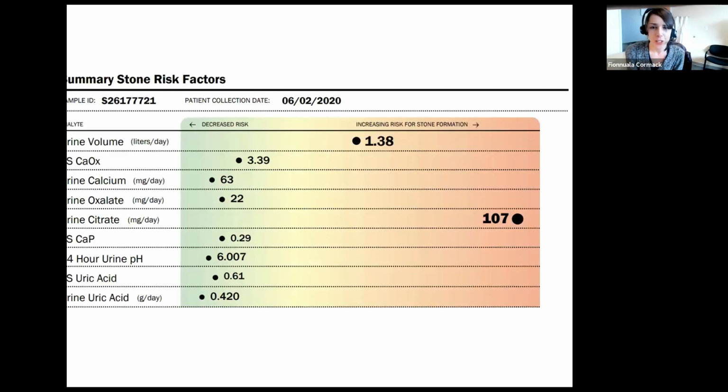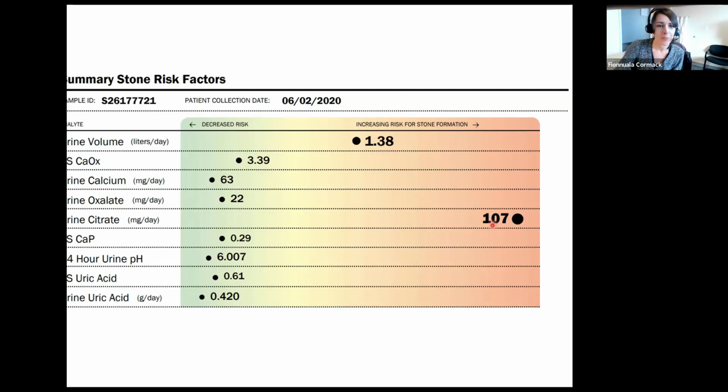So this wouldn't be a stone talk if I didn't start with a 24-hour urine collection. This is a patient that I saw in the stone center, a 40-year-old gentleman who's had recurrent kidney stones. This is his first 24-hour urine collection. If you don't know anything about stone disease, you can just use the color coding. If a value falls in this orange section, then it's considered increased risk for stone disease.